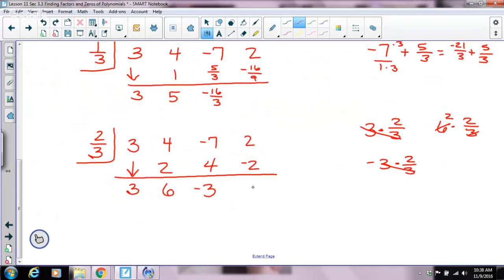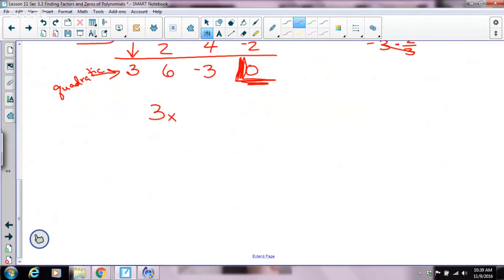And 2 plus -2? Hey! Life is good. So we started as a what? What kind of function did we start with? A cubic. So this is now a quadratic. Hey, life is good. So I get 3x squared plus 6x minus 3. Yep, good. A GCF of 3, so I'm left with x squared plus 2x minus 1.